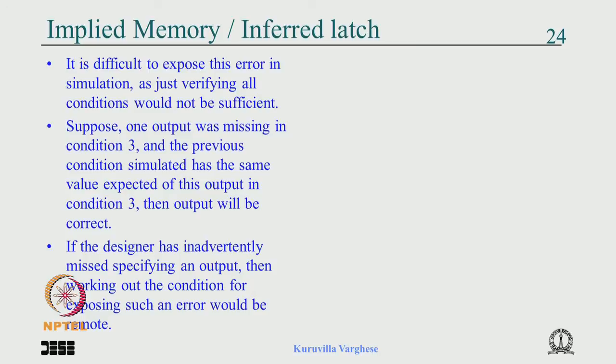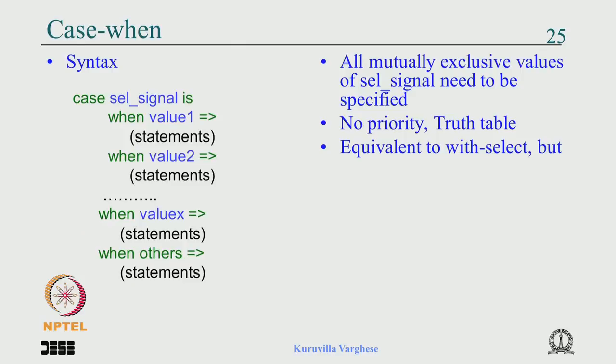It is the same in real life. Some mistakes are better not made, like driving on the wrong side of the road, and then you are bound to crash into somebody else on a two-way road. So it is better you don't make such a mistake. Be very careful that you don't miss an output, and be very careful when you nest the if, so that the implied latch, implied memory or inferred latch doesn't occur.